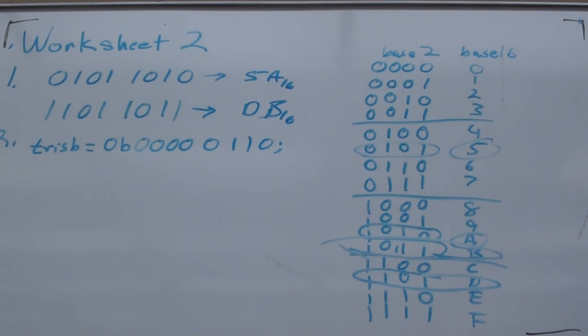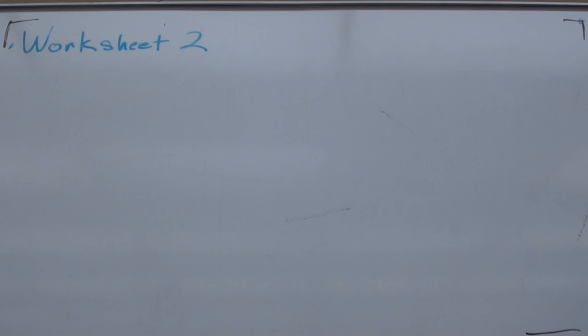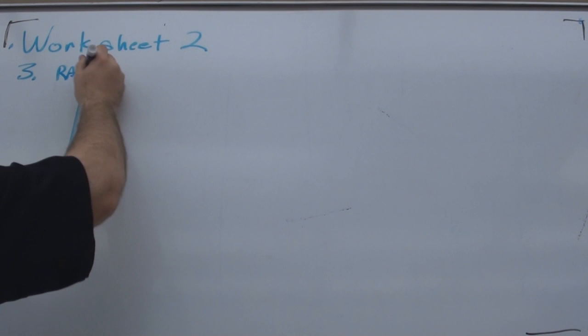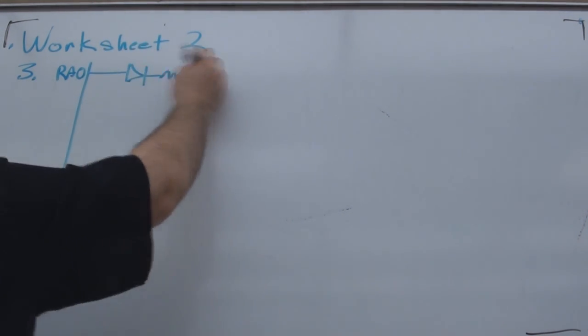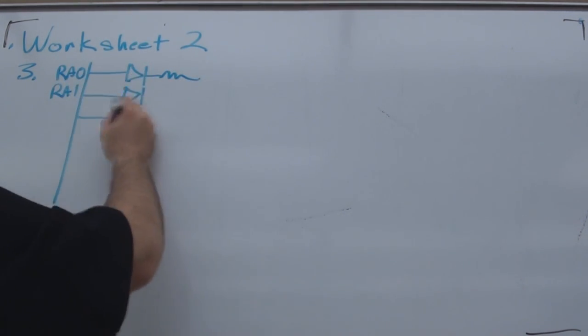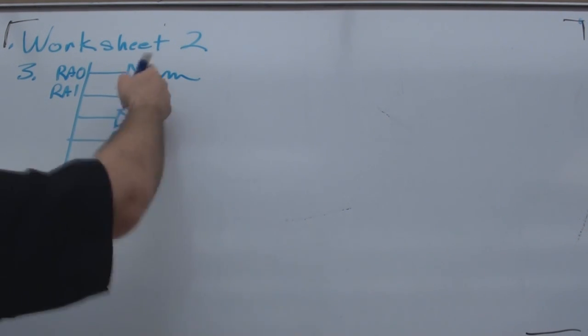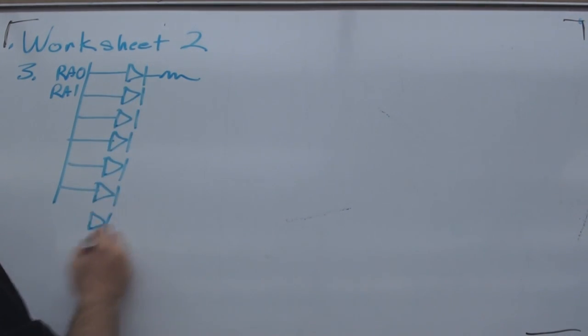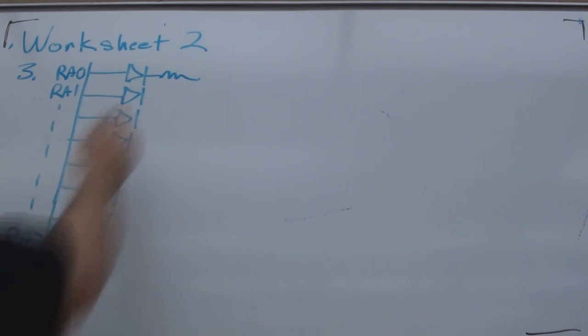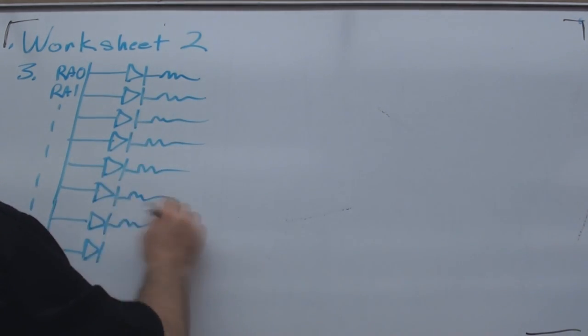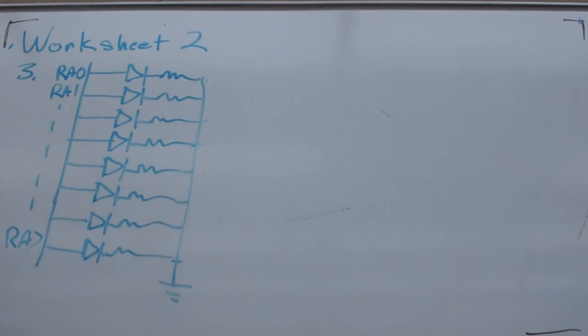Number 3: if the lower nibble of port A is configured as output and the upper nibble is input, and all the port A pins are hooked up to LEDs, how many LEDs will light up after this command? Let me draw the hardware. If this is our microcontroller here, and we have RA0 down to RA7 hooked up like this, they all have resistors, they're all tied to ground. And we said the lower nibble is configured as outputs. So these guys are outputs, and these guys are inputs.